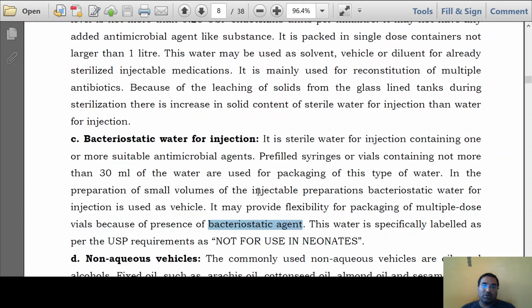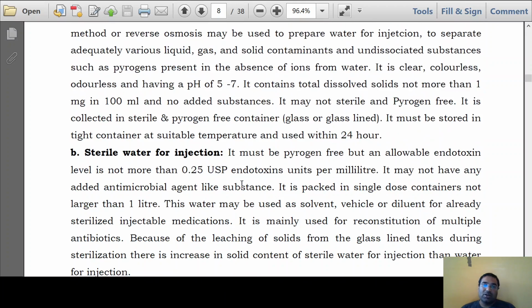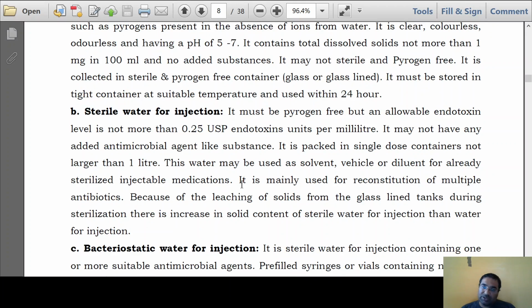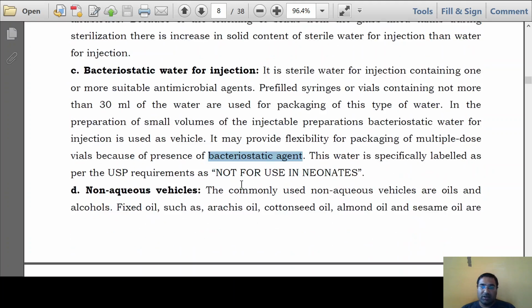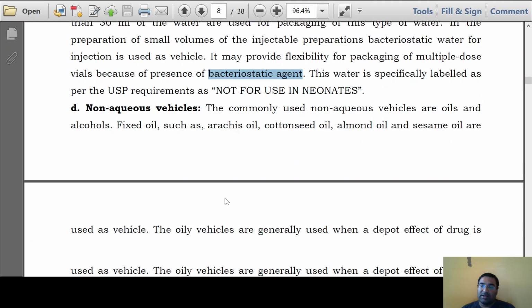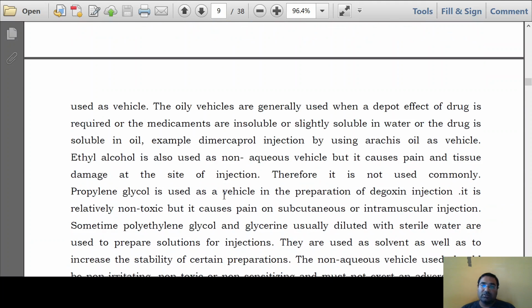Next, look, now three types of waters are generally used: water for injection, sterile water for injection, and bacteriostatic water for injection. Next is non-aqueous vehicles. Non-aqueous vehicles, or you can also call them oily vehicles. The commonly used non-aqueous vehicles are oils and alcohols. So oils are used as non-aqueous vehicles. Fixed oils such as arachis oil, cottonseed oil, almond oil, sesame oil are used as a vehicle.